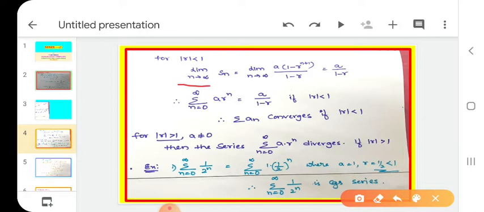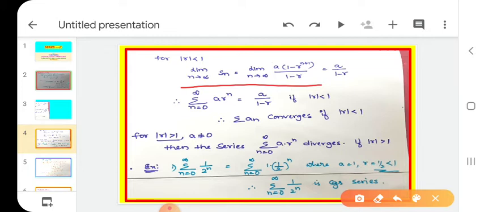Now we find the limit of the partial sum. We always find the limit at n tends to infinity only. So I write limit n tends to infinity Sn equals what is the value of the sequence of partial sum? Already we found here a into 1 minus r power n plus 1 by 1 minus r. So I write limit n tends to infinity a into 1 minus r power n plus 1 by 1 minus r. This is the limit of the sequence.